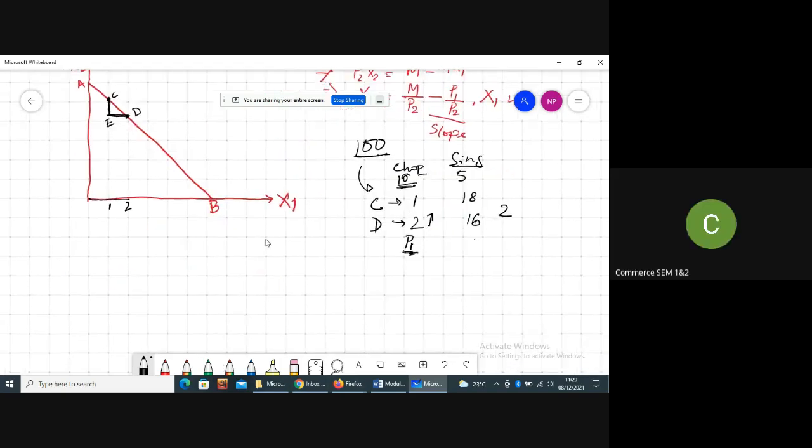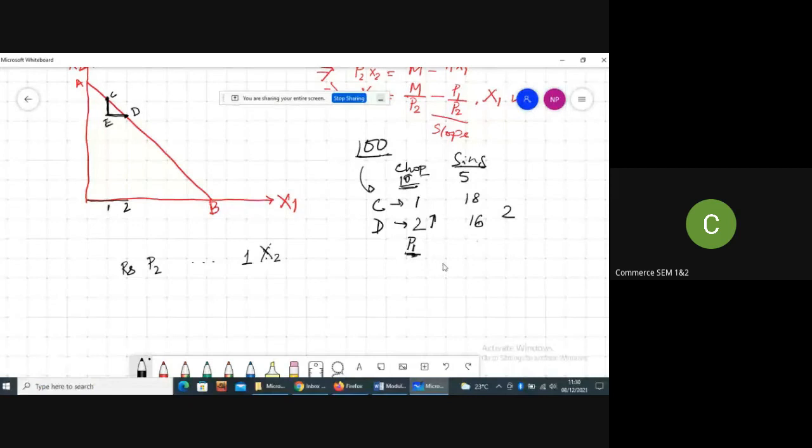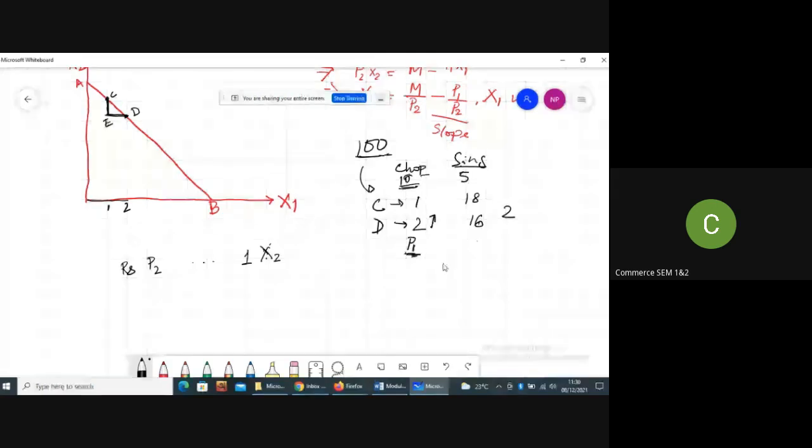So we can write this. Say P2 rupees will get you 1 unit of commodity 2, X2, right? P2 is, say, samosa is commodity X2. If the price of a samosa P2 is 5, so if you give 5 rupees, you will get 1 samosa.